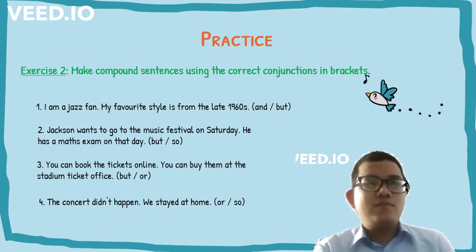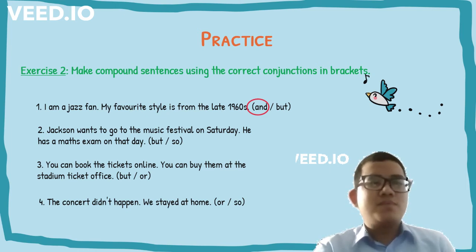In number 1, for instance, the first sentence talks about being a jazz fan, and the second one talks about the favorite type of jazz. These are not opposites, so but isn't appropriate here, and is. We then have I am a jazz fan, and my favorite style is from the late 1960s. Again, pause the video for some time to do the rest.